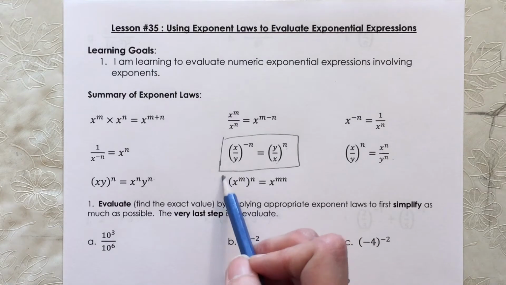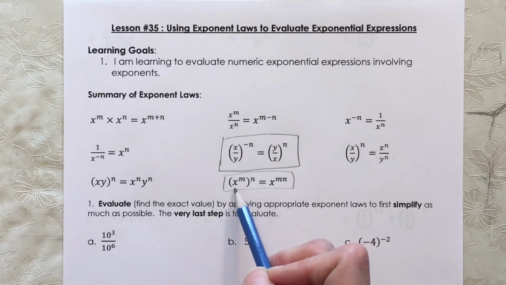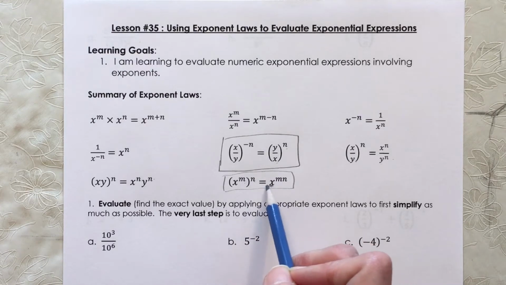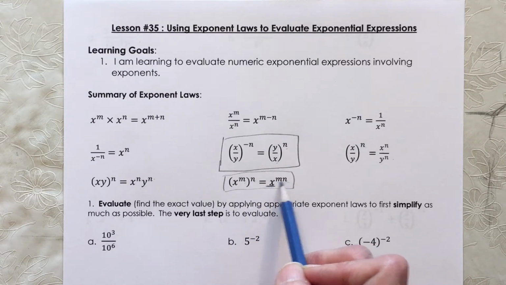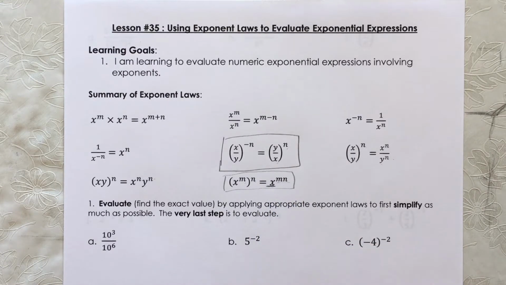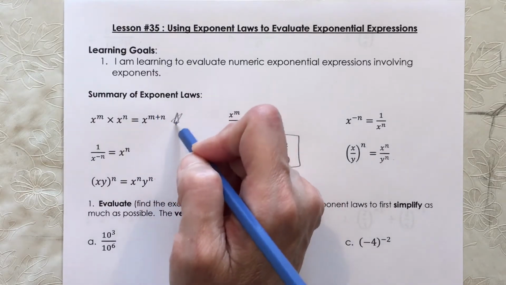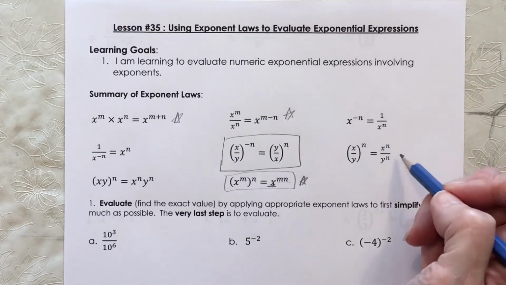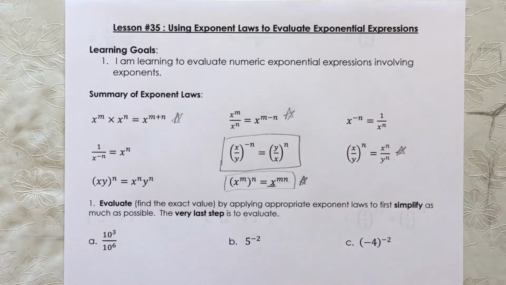And then this one, another important one, when you have a power to another exponent, you keep the base the same again and you multiply the exponents together. So these were the three you learned in grade 9, and I would say you probably learned that one in grade 9 as well. And then you added on these ones in grade 10. And now we're just going to practice using them.